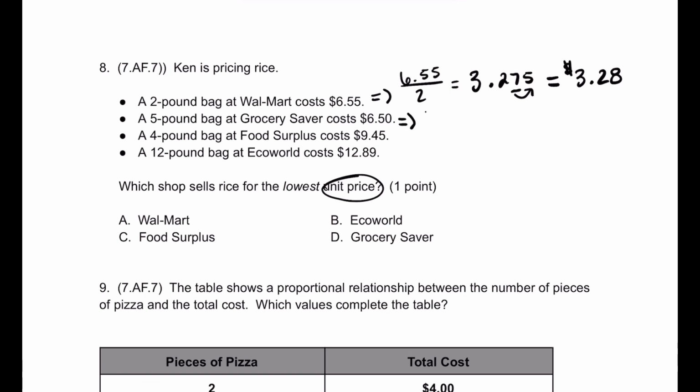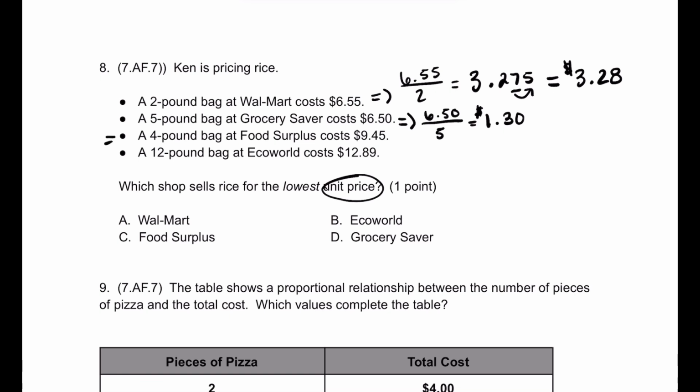Next one, I have $6.50 at Grocery Saver, and they're charging me $6.50 for 5 pounds. So 6.50, or 6.5, divided by 5 is going to give you 1.3. Remember, if you're talking about money, it has 2 decimal places. There's only 1 here, so you add an extra 0. So they're charging you $1.30 for this one.